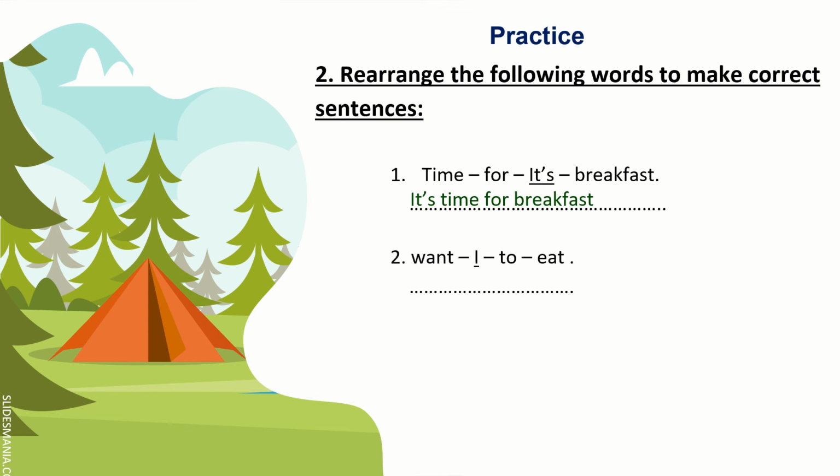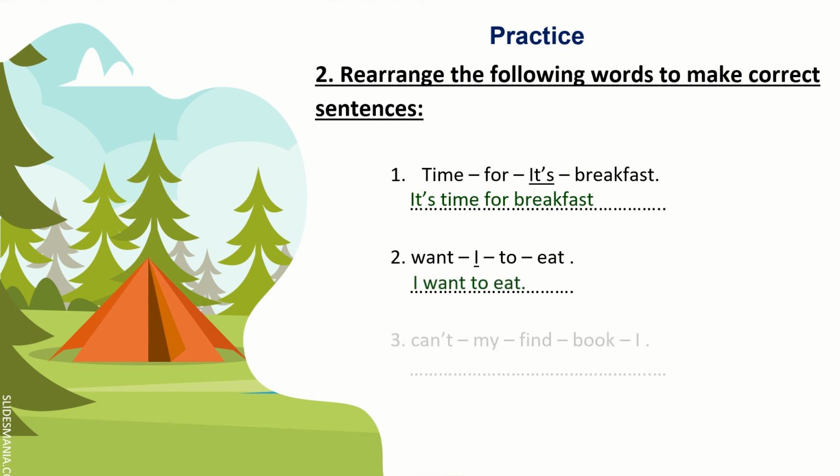It's time for breakfast. Want I to eat. Want is a verb. I is a pronoun. To is a preposition. Eat is a verb. We will start with I. I eat, maybe, but we have two other words. I want to eat. Excellent.